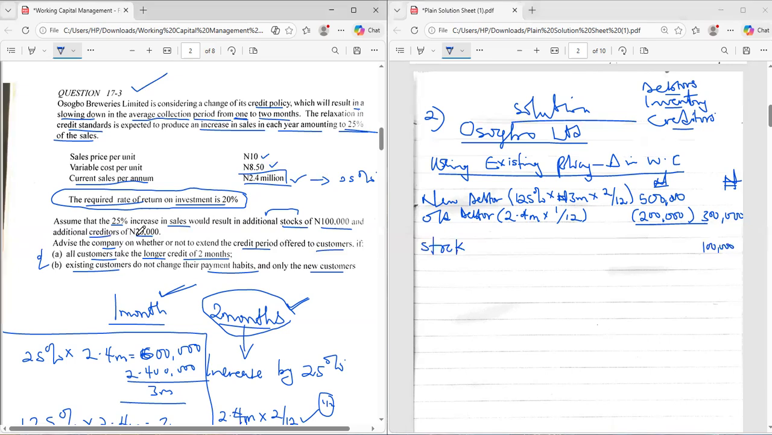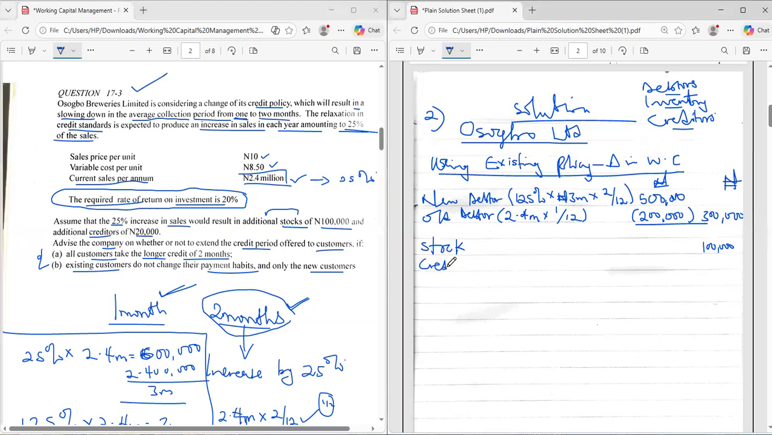So additional creditor simply means that we don't need to do old and new creditor. Just put your creditor direct. For those of you that have not watched my first video, the first lecture we had changes in stock, changes in creditor, changes in debtors. I broke those things down, how we attempted it. Go and watch it.